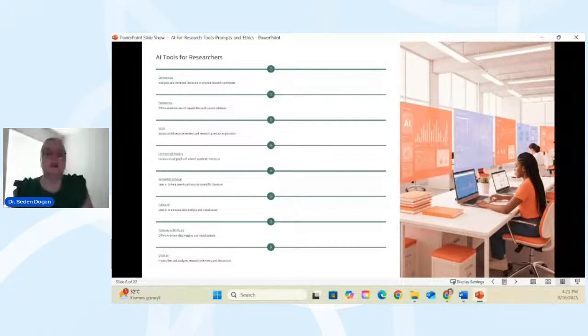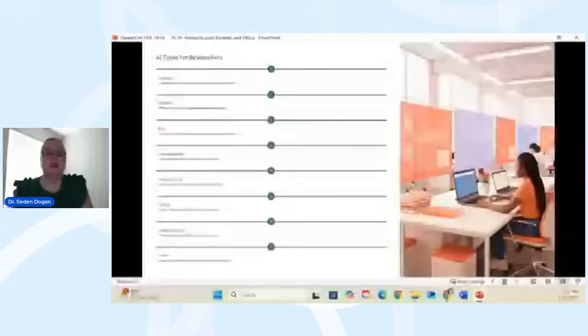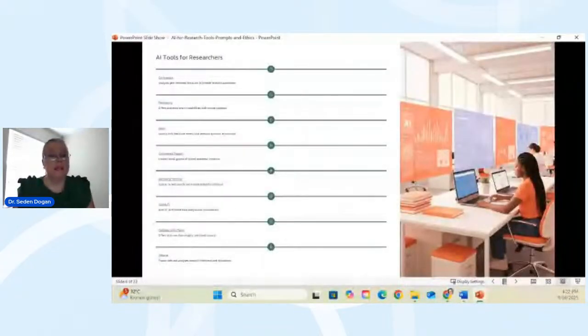Zotero and EndNote now have AI-powered plugins that suggest related work. So Scite AI helps evaluate citation context to prevent misrepresentation. And there are also collaboration and productivity tools like Notion AI, Slack GPT, and Microsoft Copilot. Those summarize meetings, generate task lists, and support project management.